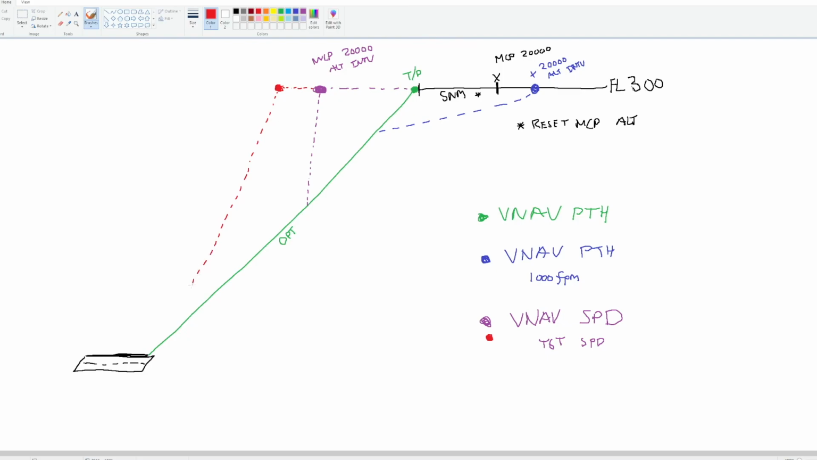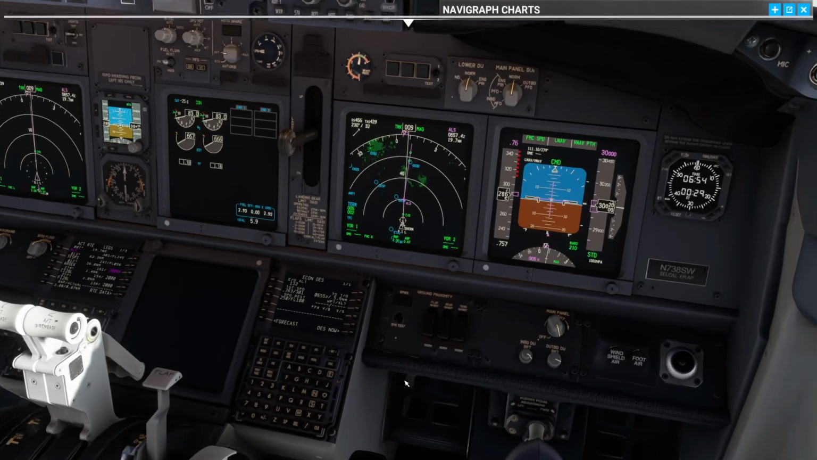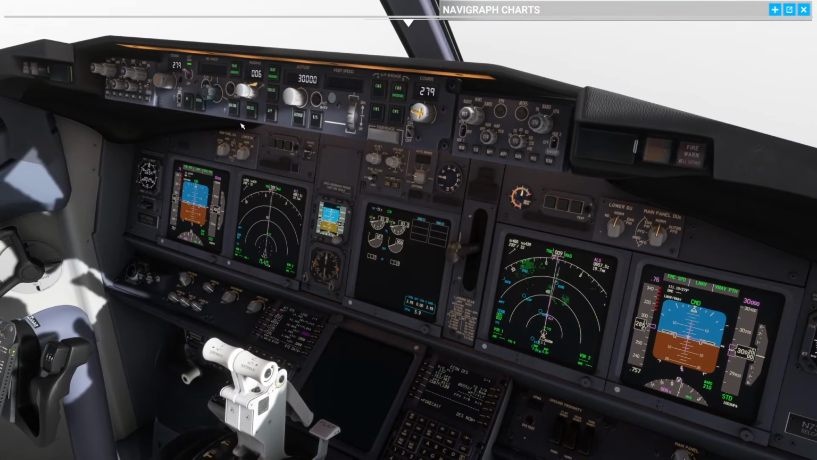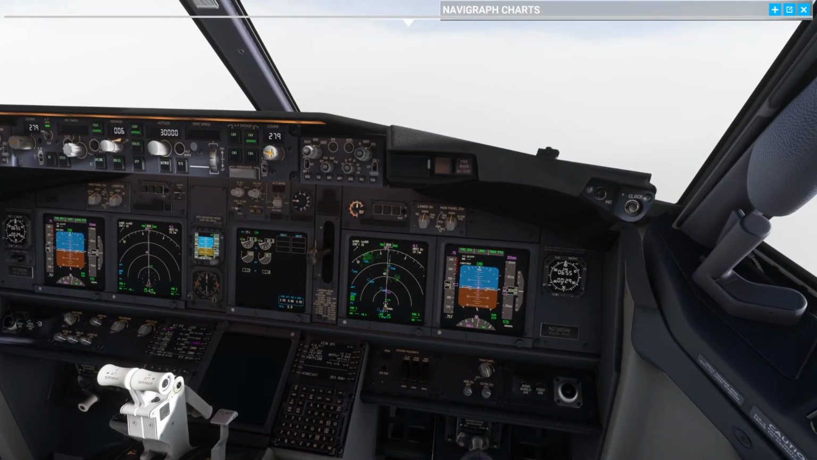But maybe VNAV speed will never catch up with the original path. Now, if you have on your FMS a restriction of 250 below flight level 100, it will prompt you and it will try and go back to 250, but you can always overrule it, press speed intervene, and keep descending. So now let's have a look at how it works in practice.